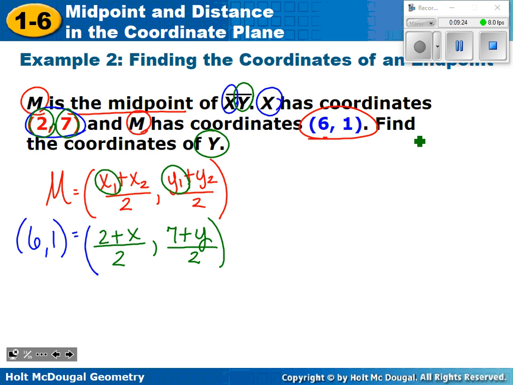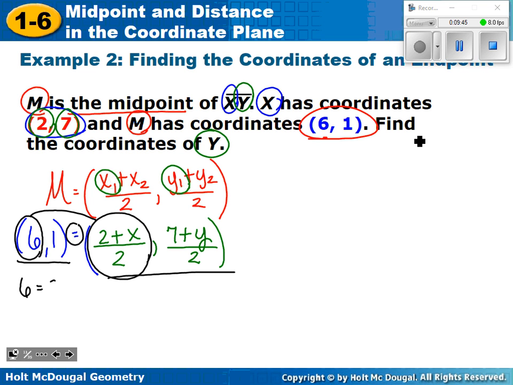Is this making sense so far? Okay. From here, look at what you have. This coordinate is equal to this coordinate. If they're equal, then that means the part that comes before the comma should be the same as the part that comes before the comma. Would you agree? So we can just set those equal to each other.